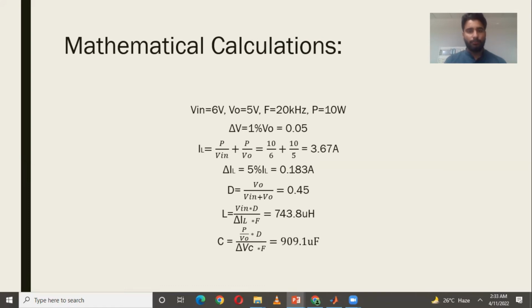Now we have calculated inductor values and capacitor values of the buck boost by using buck boost formulas. We have set voltage ripples up to 1% of output values and current ripples 5% of inductor values. And this is our duty cycle formula, V out upon V in plus V out. And this is our inductor formula according to buck boost formulas. This is the capacitor formula and we have selected these values.